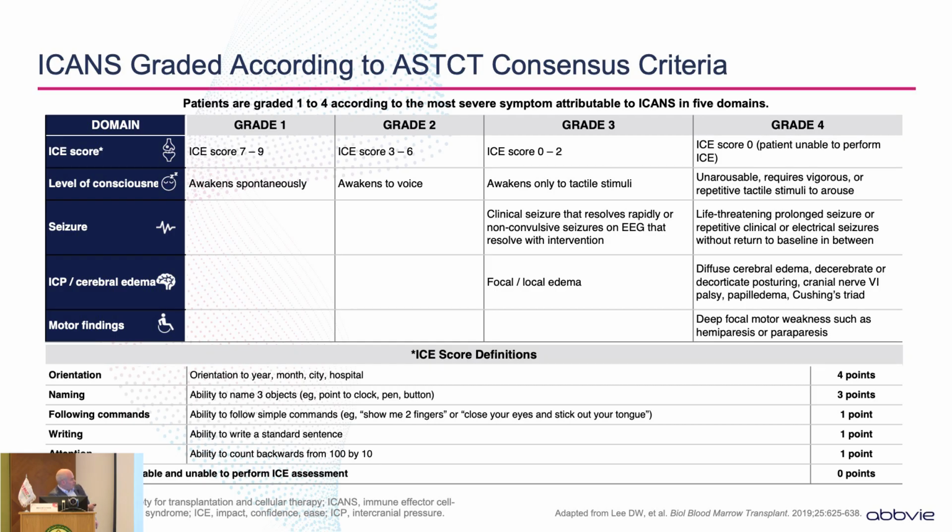And the scoring system's written here, so the grading of ICANS is based on the ICE score, but actually you can get higher grade ICANS automatically if you're starting to drop your conscious level, and particularly if you get something like a seizure, that automatically gives you at least a grade 3 ICANS.